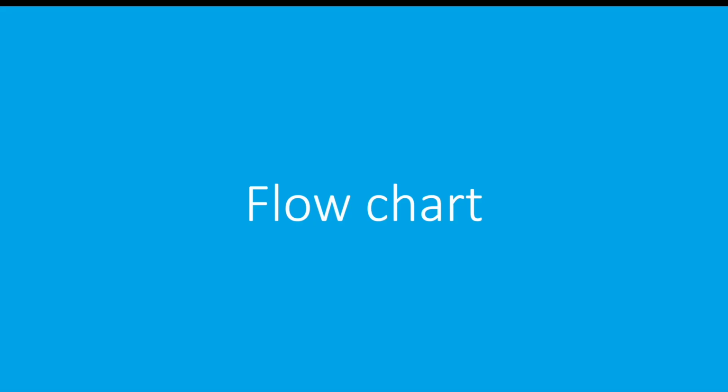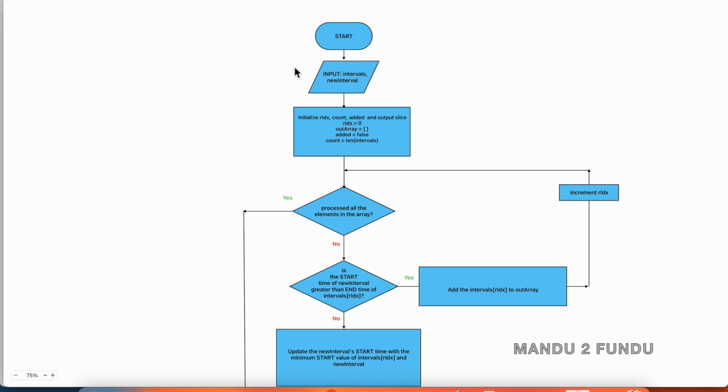Let's look at the flowchart. The input for this procedure is an intervals array and a new interval.